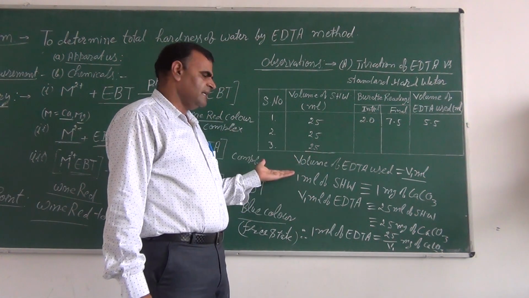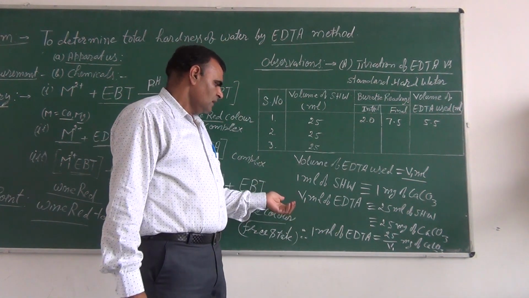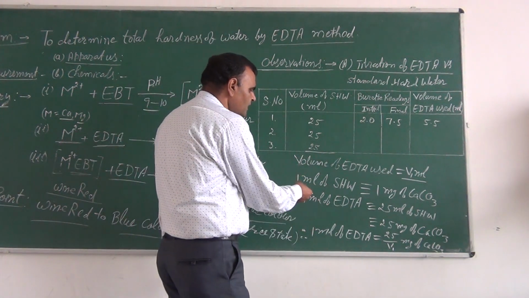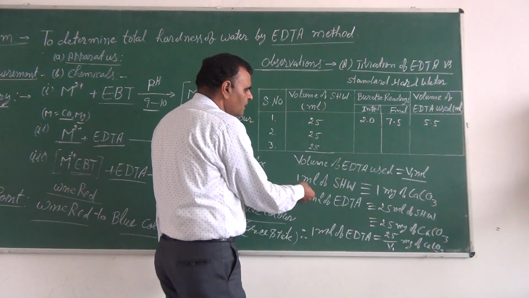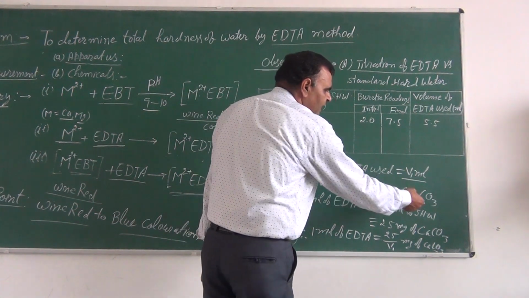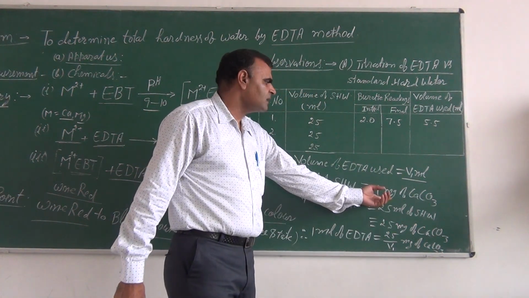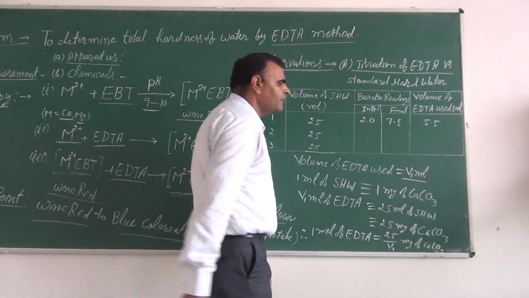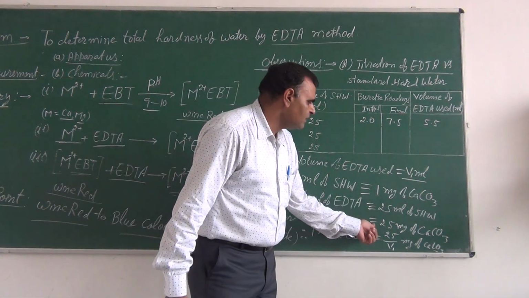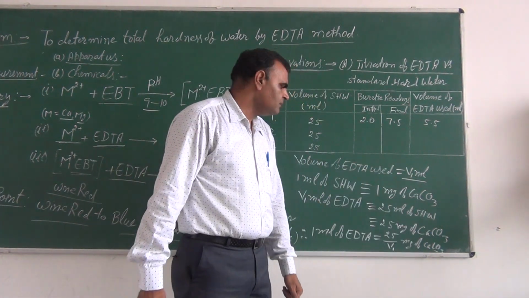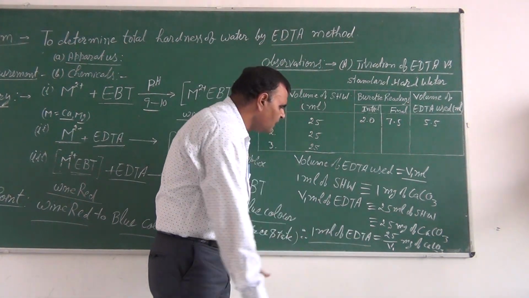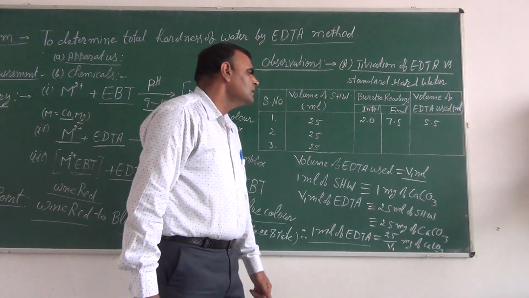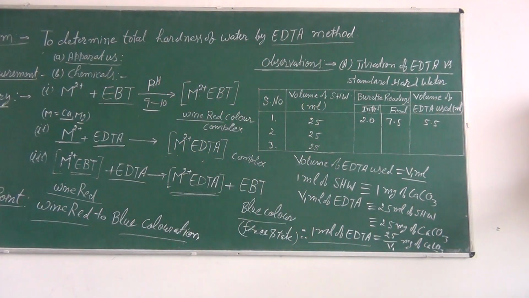Then we standardize the EDTA. We find 1 ml of EDTA is equal to how much calcium carbonate. We know that we have prepared the standard hard water: 1 ml of standard hard water is equivalent to 1 milligram of calcium carbonate. So V1 ml of EDTA is equivalent to 25 ml of standard hard water, which is equivalent to 25 milligram of calcium carbonate, or we can say that 1 ml of EDTA is equal to 25 by V1 milligram of calcium carbonate.